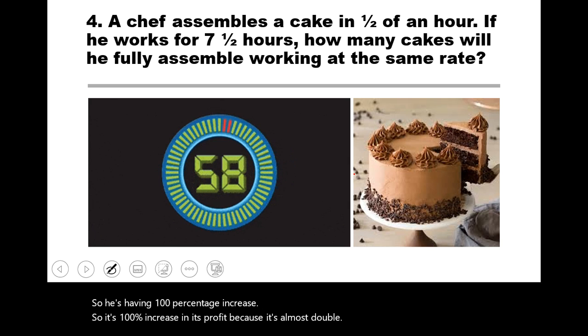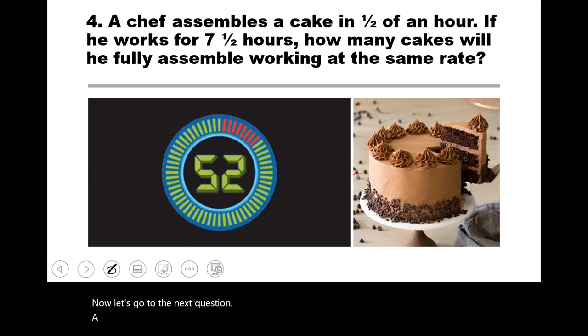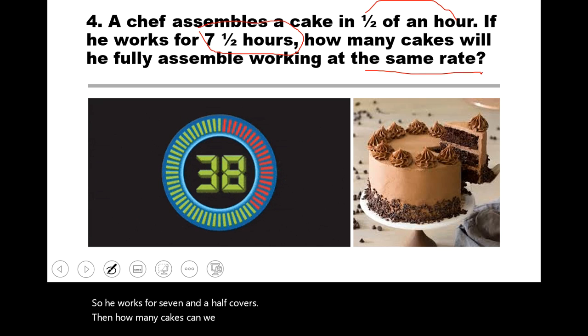Now let's go to the next question. A chef assembles a cake in half an hour. In half an hour, he makes one cake. So he works for 7.5 hours. Then how many cakes can he assemble at the same rate? I hope you all love cakes.